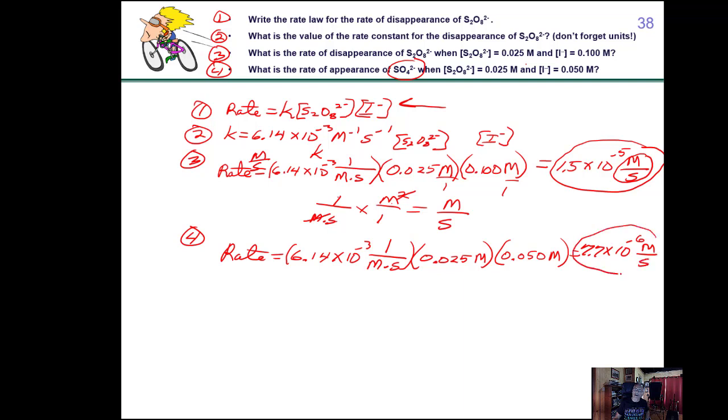And that makes sense because I have a smaller concentration of iodine. I didn't alter the concentration of peroxydisulfate, and so I knew the reaction would slow down. 10 to the minus 6 is definitely less than 10 to the minus 5. So I have a lower concentration of iodine, which tells me about the slowing down of the reaction.